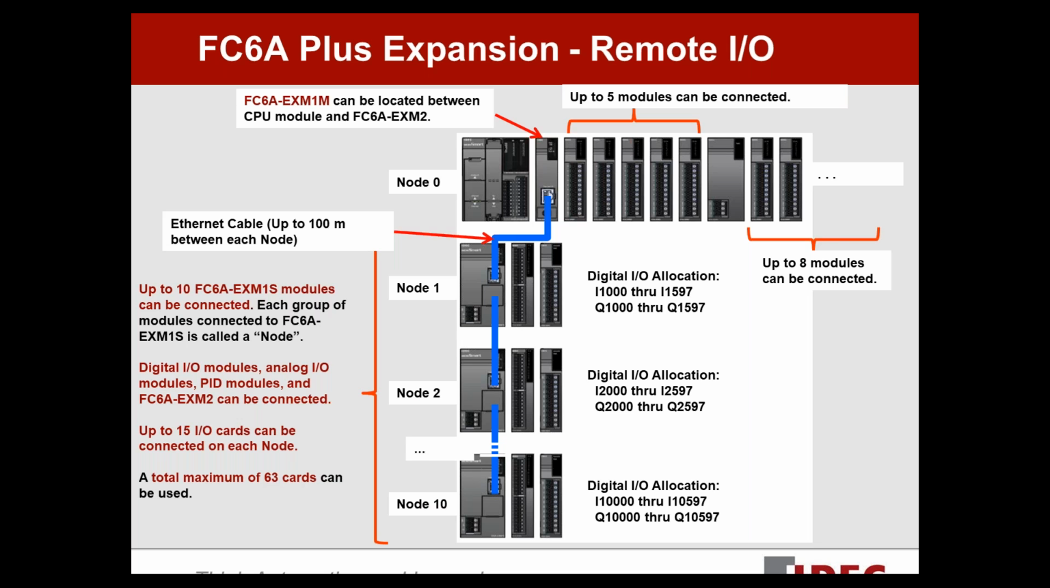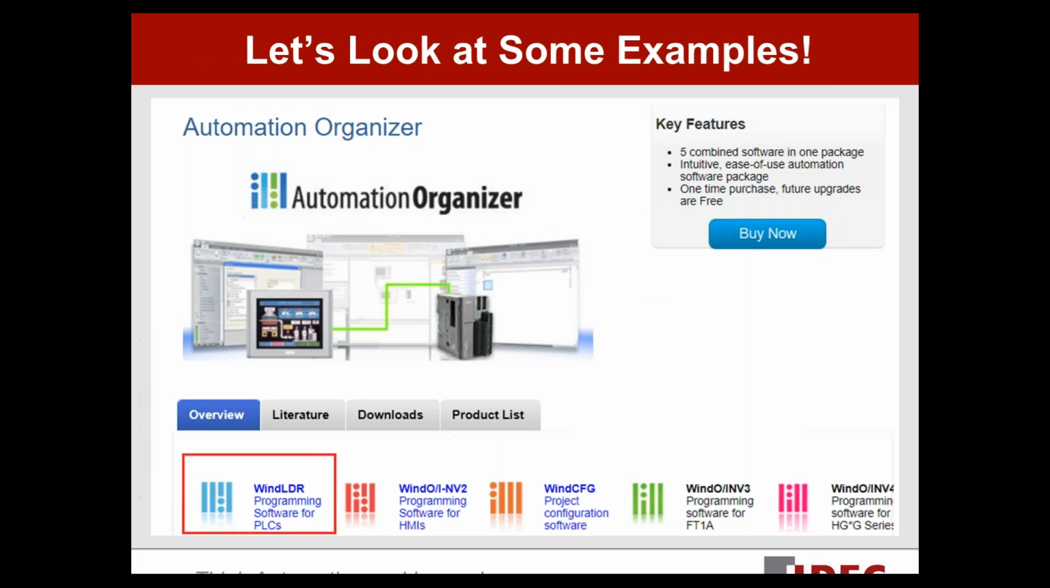Okay. Now, there is a total maximum number of I/O cards that you can use in a total system. The total maximum is 63 I/O cards on everything. So even though on each node you can put up to 15 total I/O cards, the overall system maximum is 63.